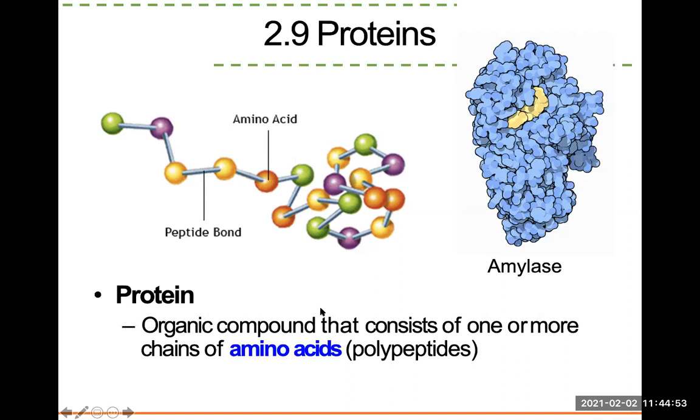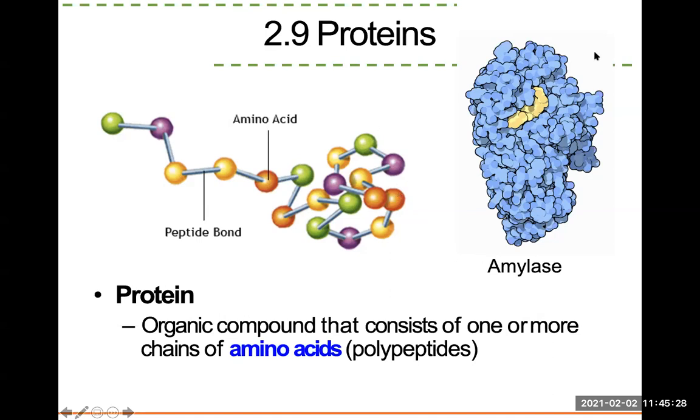So protein is an organic compound that consists of one or more chains of amino acids. So the monomers in this case are amino acids. And this is known as a polypeptide because the bond that's keeping these amino acids together is called a peptide bond. So this peptide bond holds these amino acids together and gives the chain-like structure, and it's known as a polypeptide. Poly means multiple, peptide is this bond. There's multiple peptide bonds in this photo here.